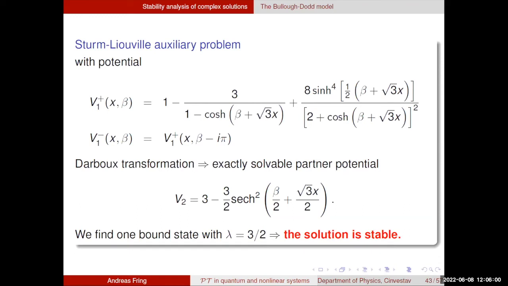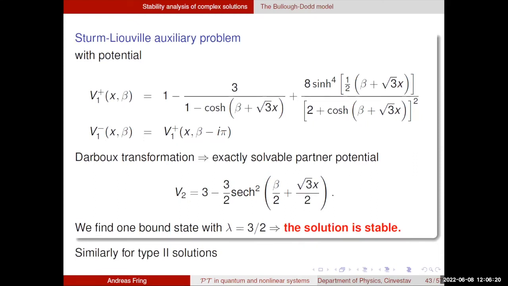You can find it in Landau-Lifshitz. There's a solution for this potential. And then we just translate it back using the Darboux transformation. And the solution has lambda, in this case, that was the parameter we were interested in, is real, 3/2. Yeah. So that means the solution is stable.